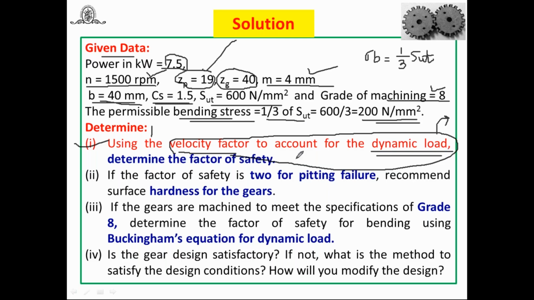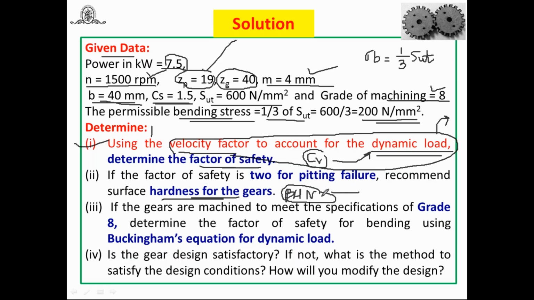Try to understand. Here, that means you have to use the velocity factor, that is CV. CV takes care of dynamic load, and by using this you have to find out the FOS. This is one thing. Second thing, you have to find out the surface hardness of the gear. And in gear, in the last session yesterday, we discussed the wear strength or pitting failure of the gear. Here, surface hardness of the gear is defined in BHN, Brinell hardness number, you know very well.